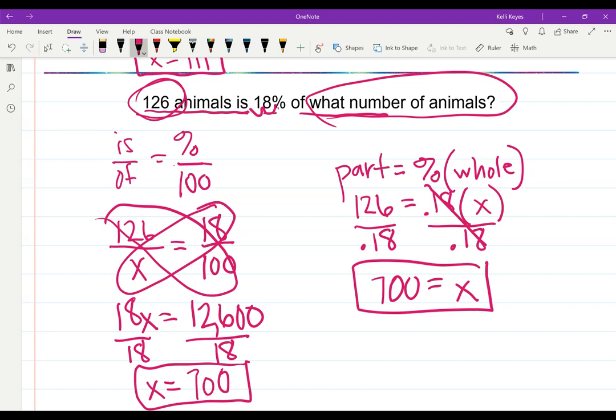All right. So same thing, just choose which one you like and use that method. But it's important to know both ways, to know that they both work.